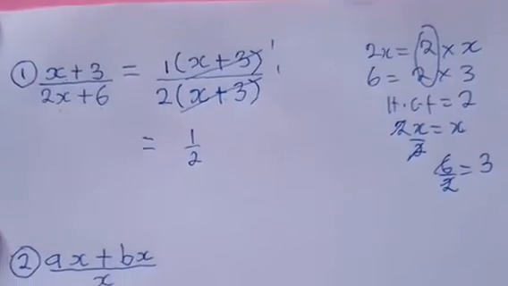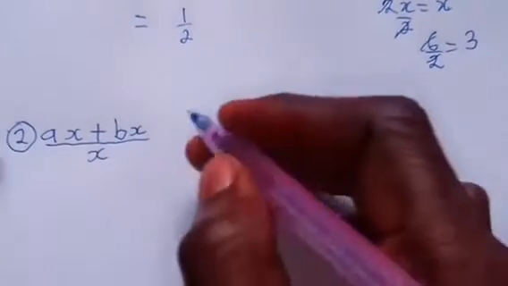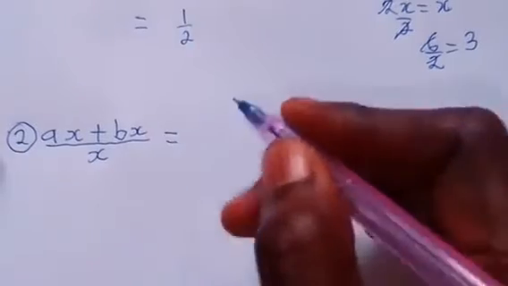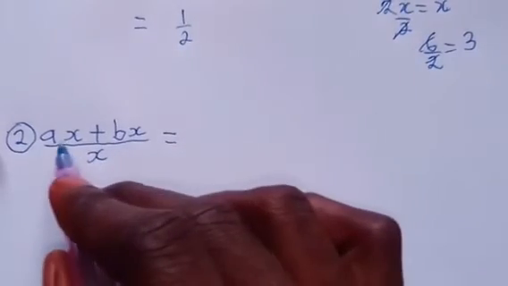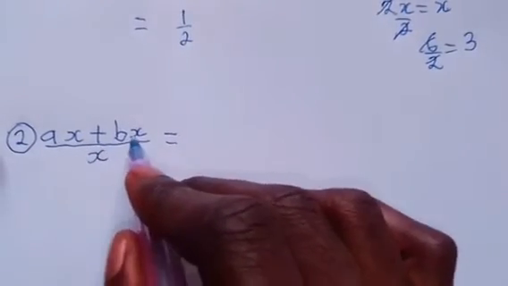Okay, now let's move on to example 2. Now in example 2, we're having the same thing, but let's take a look at the top expression here. We have ax plus bx.